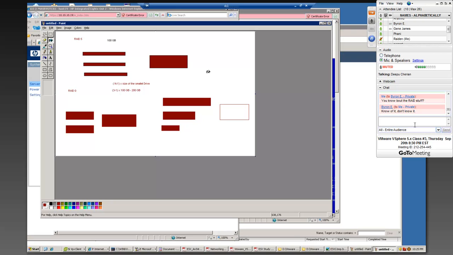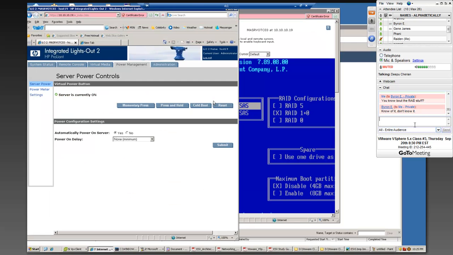RAID 0 can be made from 2 to 32 drives. For RAID 5, you need a minimum of 3 drives to create it, and you can go up to a maximum of 32 drives. Okay? So please read about that, guys. So that is RAID technology.